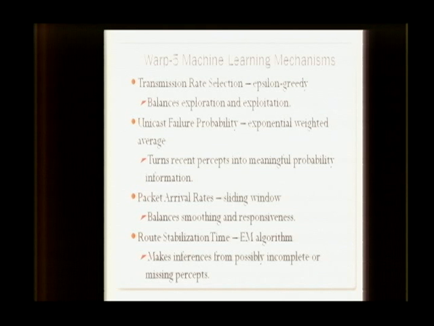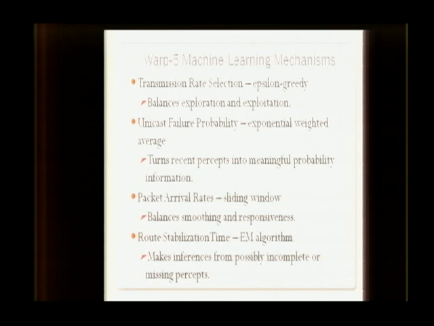The unicast failure probability is an exponential weighted average. We're taking those successes or failures, that 1 or 0, yes or no, those extremes, and averaging them over time to get something in between 1 and 0, with the probability that it's going to fail. You know, I've sent one, it failed, I sent another one, it passed. Hey, I've got a 50% chance of unicast failure. I am turning recent percepts into meaningful probability information. So again, I'm taking what I perceive and turning it into something that I can use.